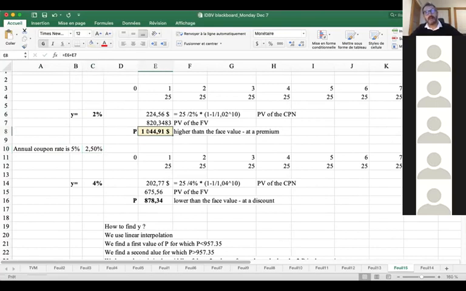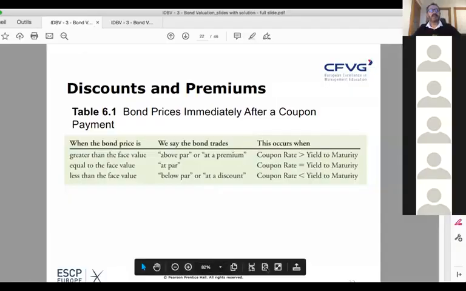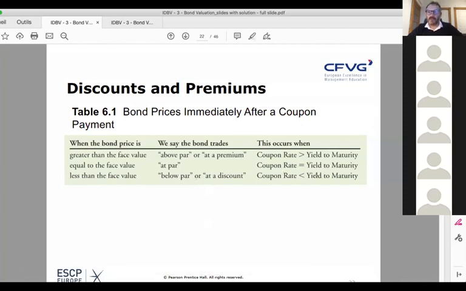Which is logical, right? When, on the contrary, the yield to maturity is higher than the coupon rate, it trades at a discount. Okay, the bond is less interesting. So this is what we have here. Okay, let me summarize. When the bond price is greater than the face value, it means that the bond trades at a premium, and it means that the coupon rate is higher than the yield to maturity. Okay, so that's a general rule. On the contrary, when the bond price is less than the face value, we say it trades at a discount, so it means that the coupon rate is lower than the yield to maturity.